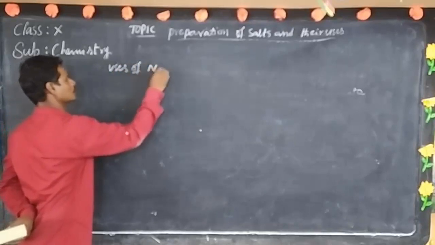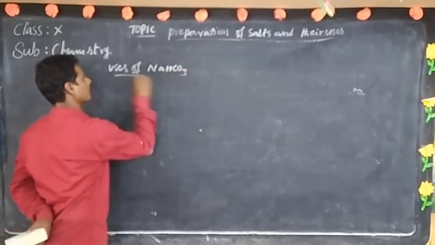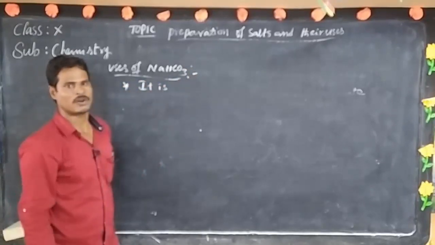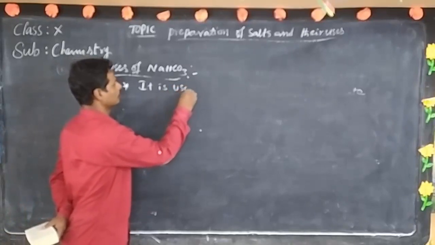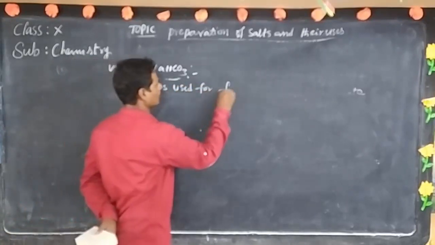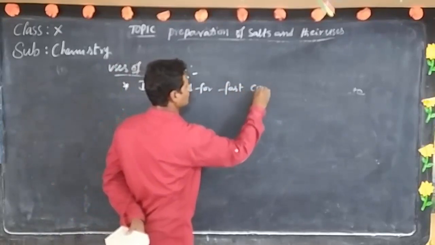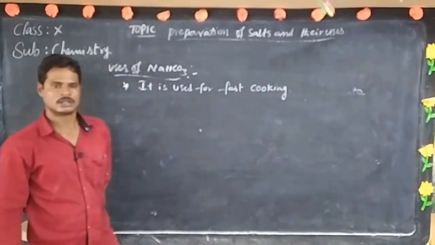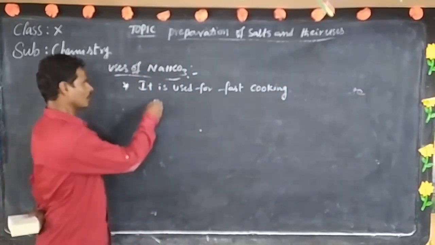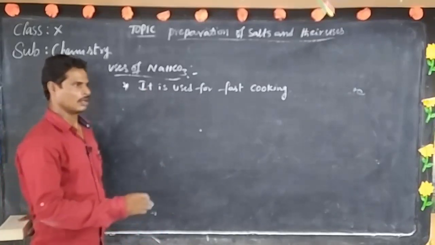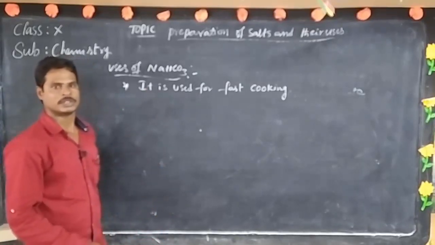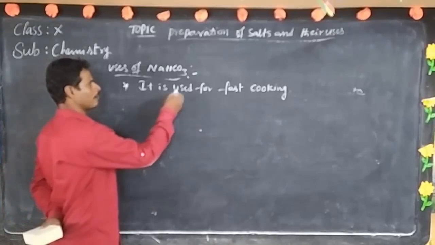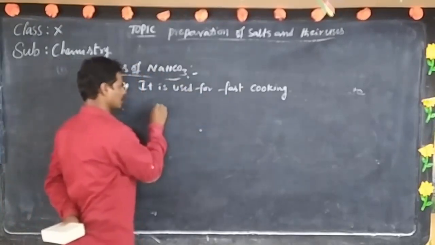Uses of sodium bicarbonate. It is used for fast cooking. What happens here? Whenever sodium bicarbonate undergoes decomposition in the presence of heat to release carbon dioxide, then it is fast cooking. Now observe what happens in fast cooking.